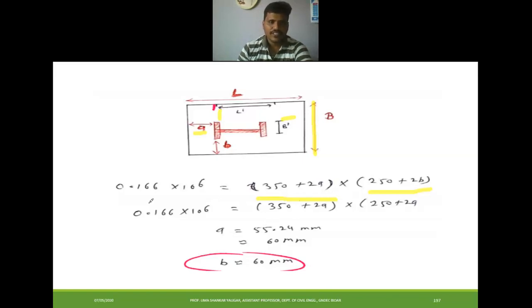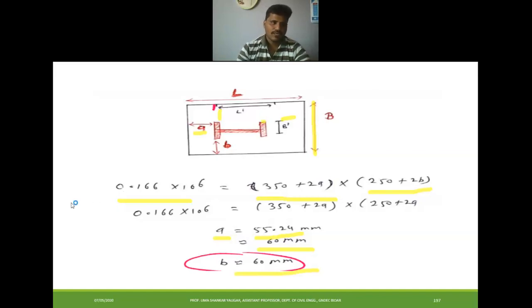Then after solving, this is the total area. Okay, after solving this you will get A is equal to how much? 55.24 mm, but here I have taken this as 60 mm. As already we have assumed A is equal to B, therefore we can take this also as 60 mm. Okay, in this way we need to calculate the projections behind your column.